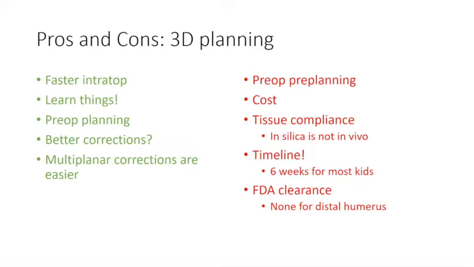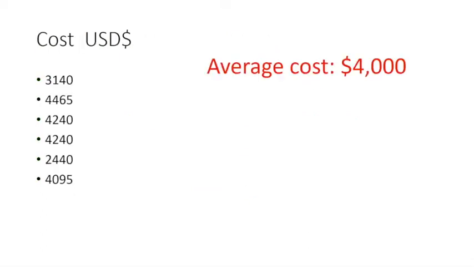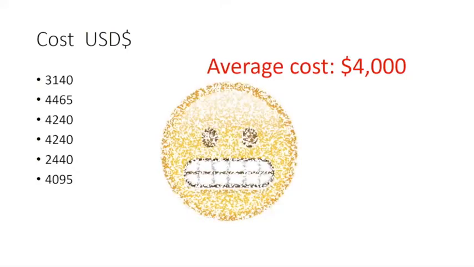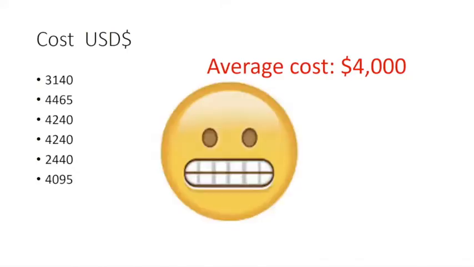And a lot of the things that I would find very helpful in my practice aren't cleared yet. So at least up until recently, and I still think currently, one of our materialized is not cleared for distal humerus osteotomies. The cost is tremendous. It's about $4,000 in addition to the plates and screws. So this is not an inexpensive thing.